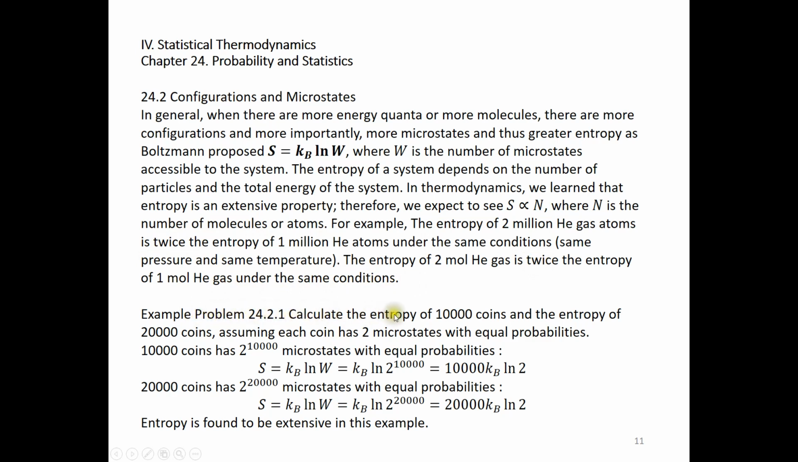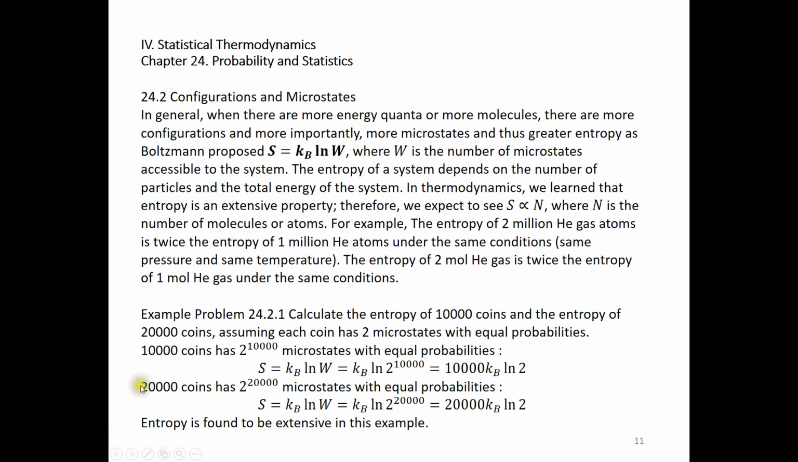Calculate the entropy of 10,000 coins and the entropy of 20,000 coins, assuming each coin has 2 microstates with equal probabilities, 50-50. 10,000 coins has this many microstates, 2 to the power of 10,000. And then the entropy is Kb times the natural logarithm of W. W is the number of microstates, 2 to the power of 10,000. We plug in the numbers, we get this. This is the entropy of 10,000 coins.